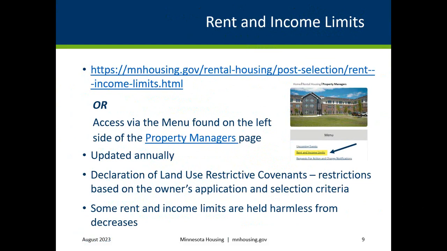Some rent and income limits, such as MTSPs for housing tax credits and bonds, and affordable to local workforce rent limits, are held harmless from decreases. However, some are not held harmless, so owners need to carefully review the new limits when they are published. Actual rents may need to be decreased to remain in compliance if rent limits decrease.